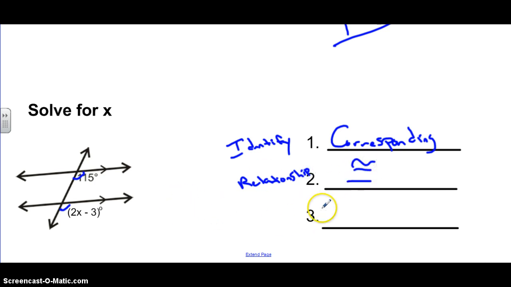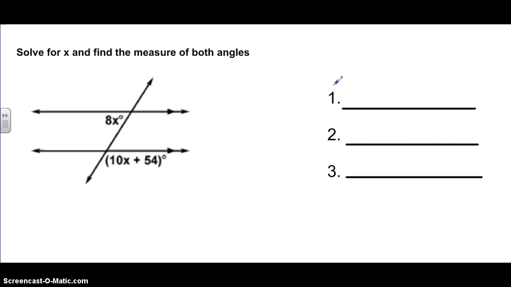Now that I know they're congruent, I just have to set them up equal to each other. So I could just say 115 degrees is equal to 2x minus 3. And I do some solving. I'm going to let you guys do that on your own. Make sure to finish it. All right, let's get to some challenge problems.